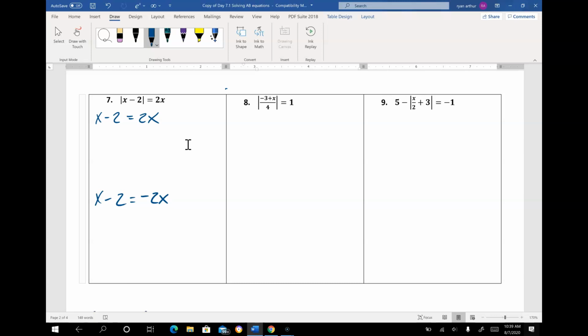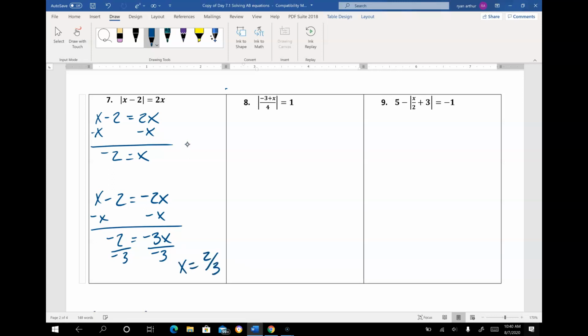So if you got 2 x's on one side, and you need an x on just one side, we're going to first move our x's to one side. So we're going to subtract an x. I get negative 2 equals x. Well, that's done. Same thing over here. I'm going to subtract an x on both sides. I get negative 2 is equal to negative 3x. We're going to divide by negative 3. 2 negatives make a positive. So x will equal 2/3.